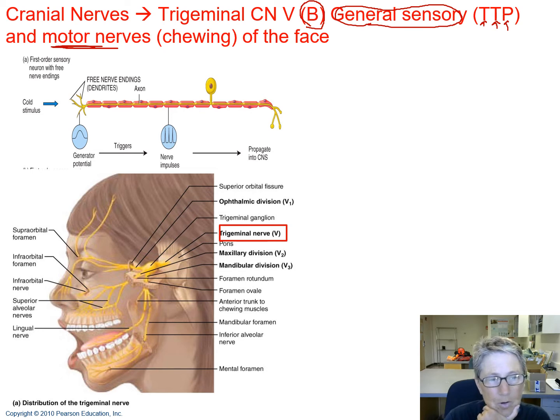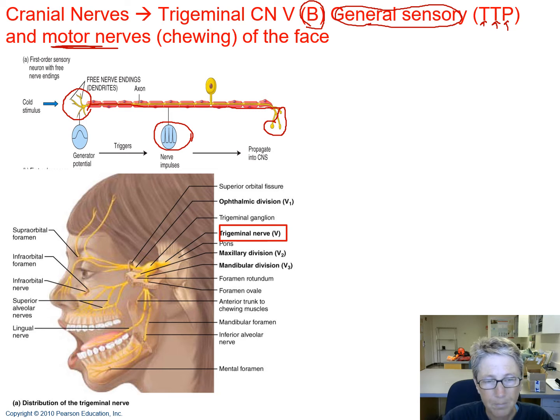And then in this cartoon, I just remind you what a sensory afferent neuron is. So here's the free dendrites. The stimulus could be cold, and then the dendrites will initiate a generator potential, which if it's cold enough, the generator potential will allow for an action potential to travel along the length of the axon. So here's a trace of the action potential. And then these axon terminals will terminate in the brain.